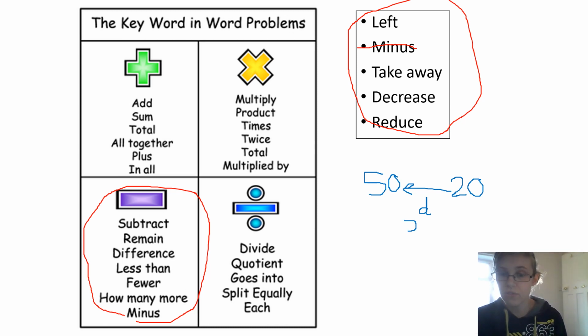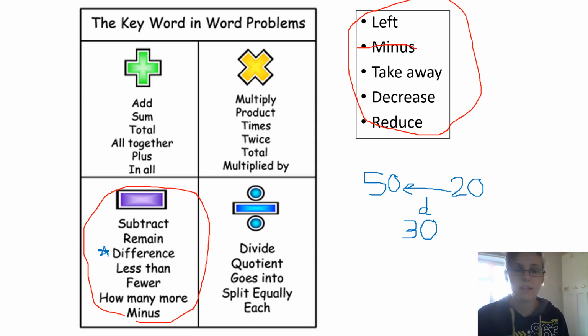So the difference between 20 and 50 is 30, because that's how many I'd have to go up or go down to get from one number to the other. So that's the difference, but it's to do with subtraction. So that one might come up, so just be aware of that.